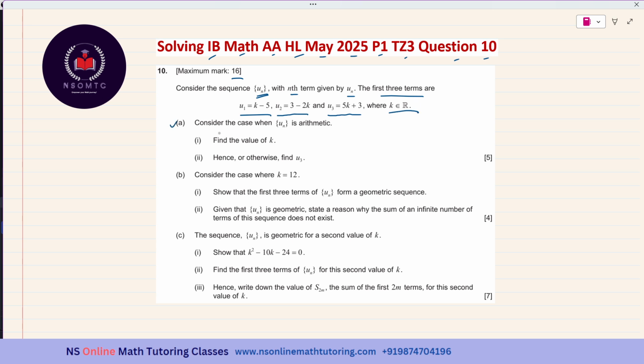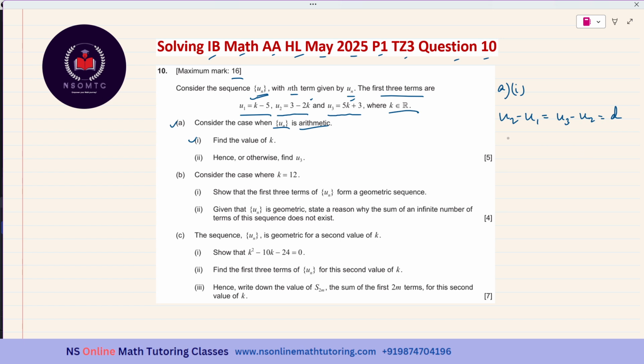Part A's question is, consider the case where this sequence un is arithmetic. Subpart A is having 2 further subparts. The first subpart I is saying find the value of k. We are having k in each of these 3 terms and the sequence is arithmetic, so there will be a common difference. u2 minus u1 should be equal to u3 minus u2. That is the common difference D.